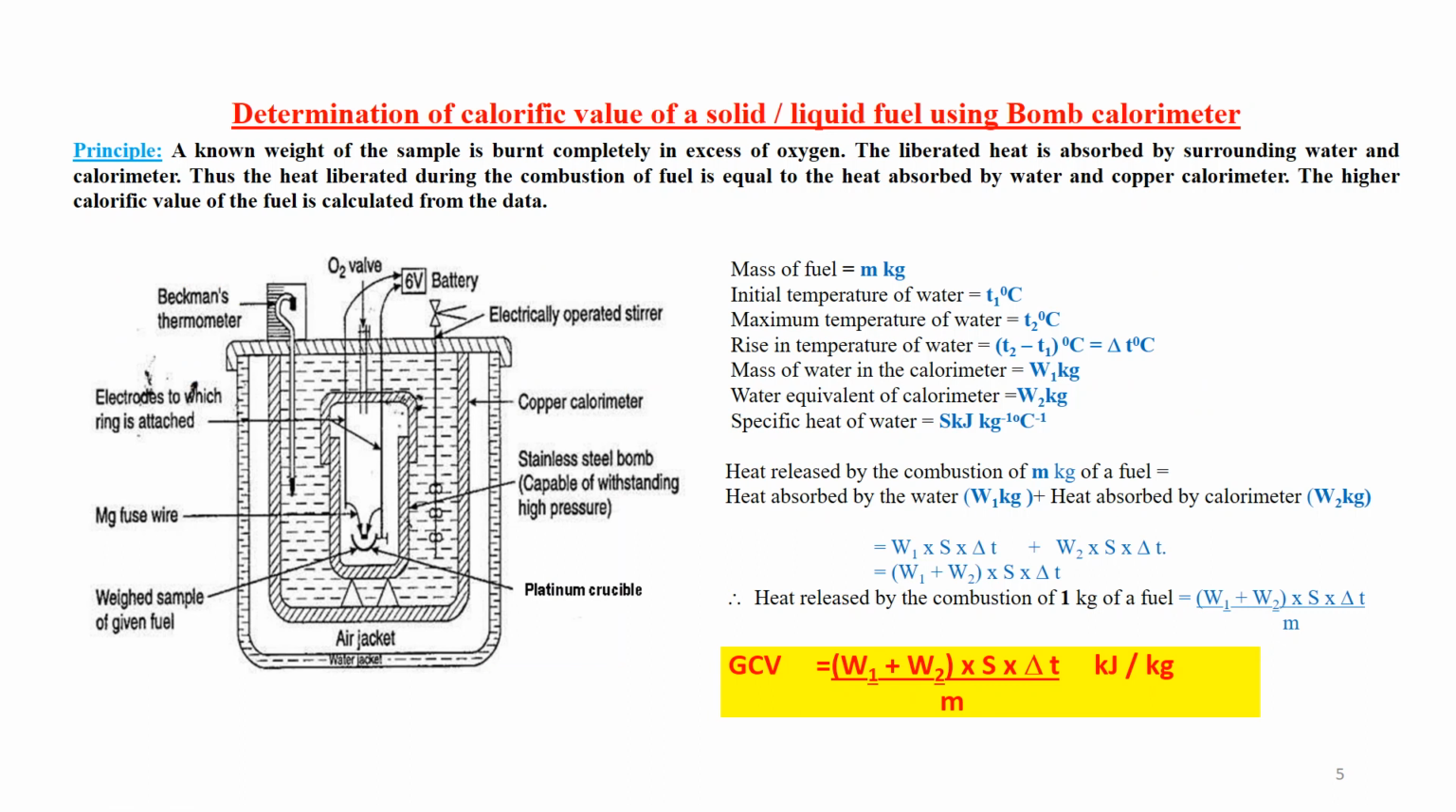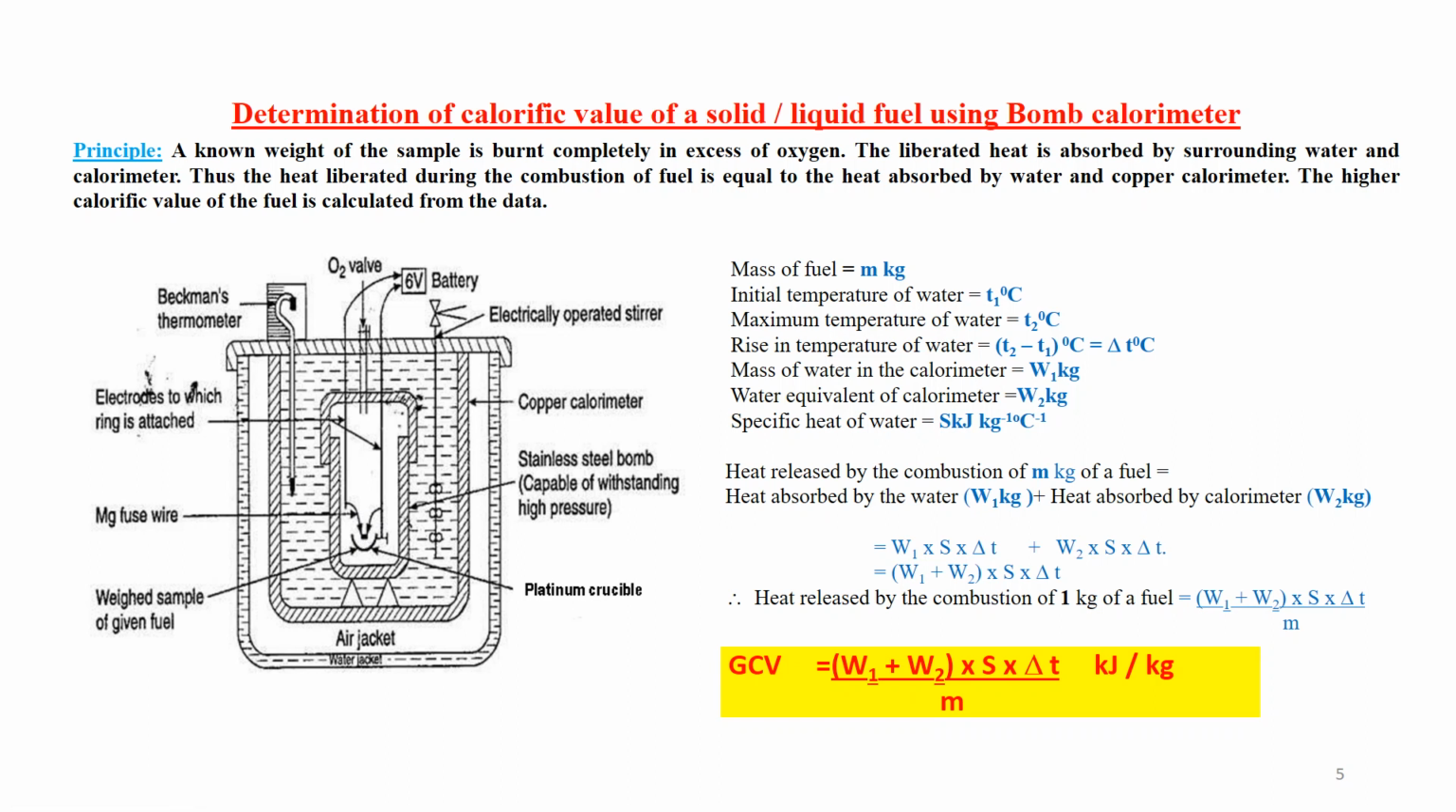How do we determine calorific value of a solid or liquid chemical fuel? That can be done by using bomb calorimeter. The bomb calorimeter is a stainless steel bomb that can withstand very high pressure, and inside the bomb there is one platinum crucible, and in this platinum crucible we have to keep weighed mass of chemical fuel, and there are two magnesium fused wires to start the ignition process or combustion process.